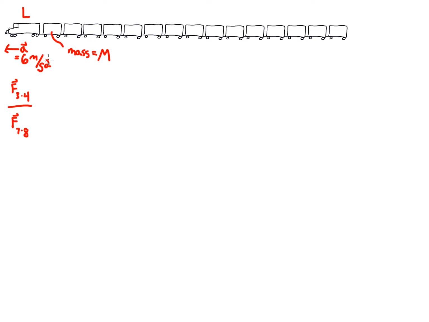meters per second squared. So the question essentially is, how hard does car 3 have to pull on car 4? And remembering that by Newton's third law, also the reaction force of 4 on 3, compared to how hard car 7 has to pull on car 8.